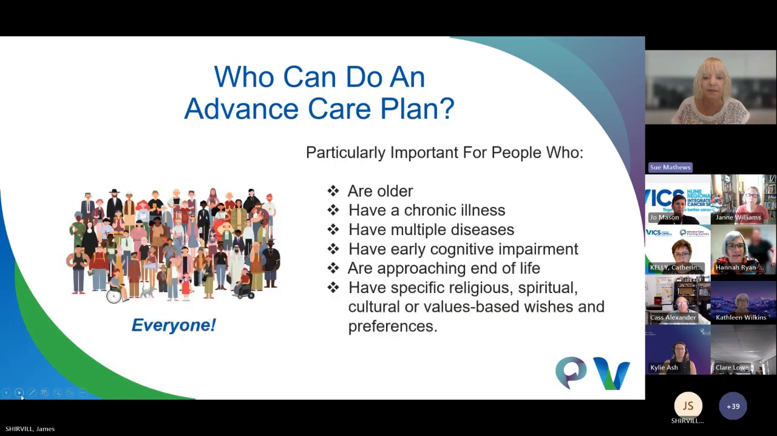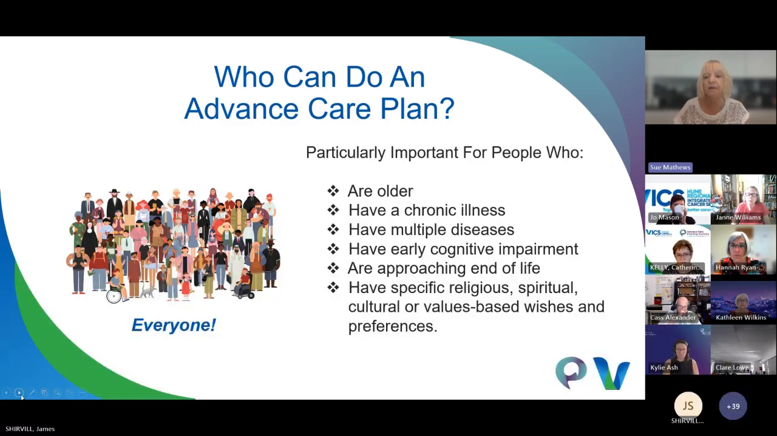So who can do advanced care planning? Anyone over the age of 18 and who has what we call capacity. It is even more important for people as they're getting older, because eventually we're all going to pass, anyone who has a chronic illness or multiple diseases, anyone who has early cognitive impairment. It's important that they start thinking about advanced care planning. And anyone who has particular religious or spiritual, cultural or value-based wishes and preferences, it's important that you discuss those with your family and that you put them in an advanced care plan.